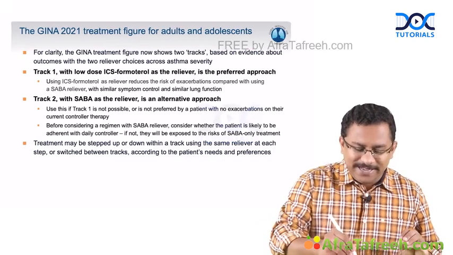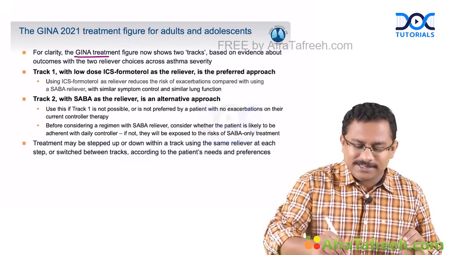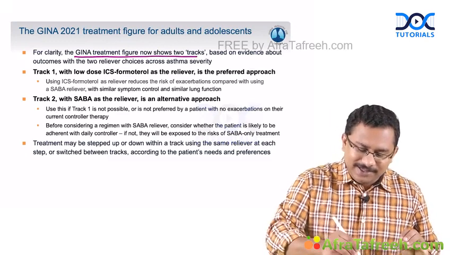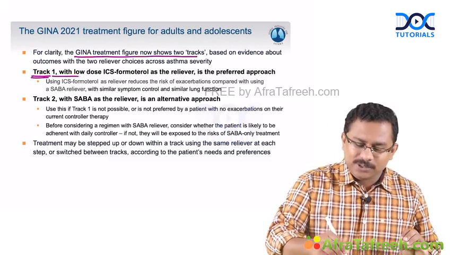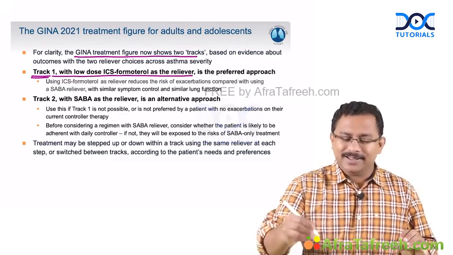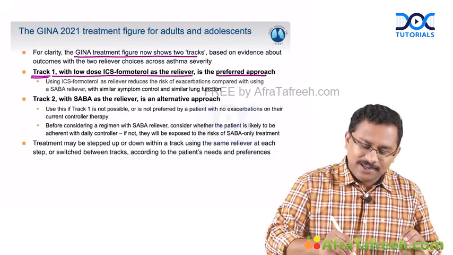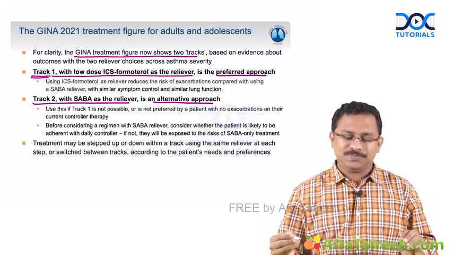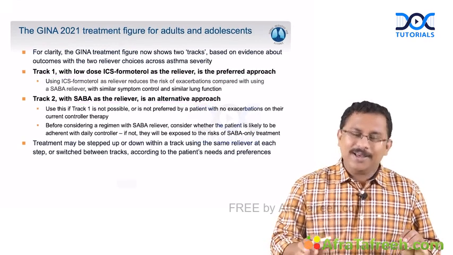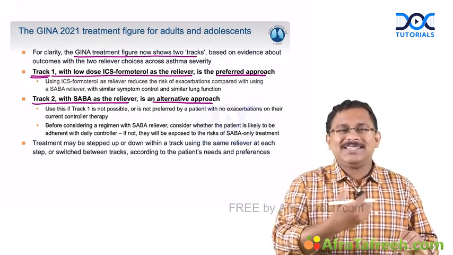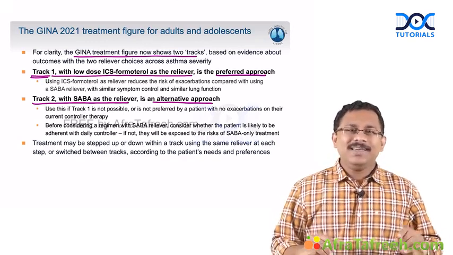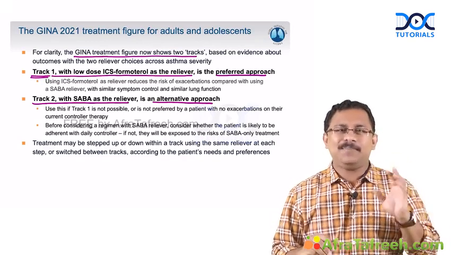So as we have discussed, the GINA treatment is now showing 2 tracks. Okay, and you have a track 1 with a low dose ICS formoterol as the reliever, that is the preferred approach. Track 2 with SABA as the reliever is the alternative approach. Okay, all right. Now, when do you prefer track 2? Track 2 is preferred in a couple of scenarios.